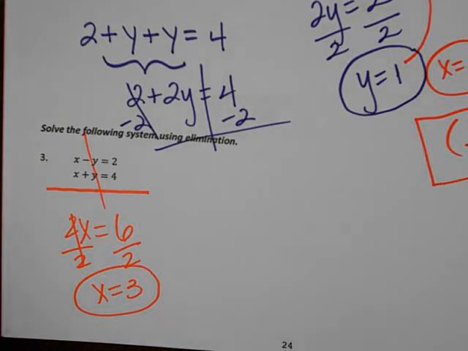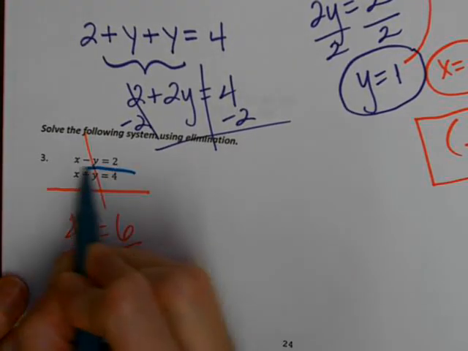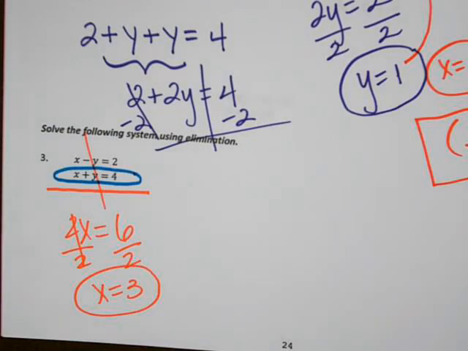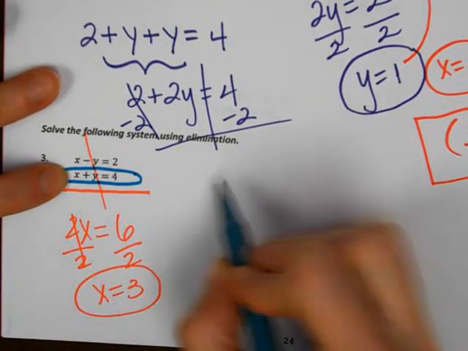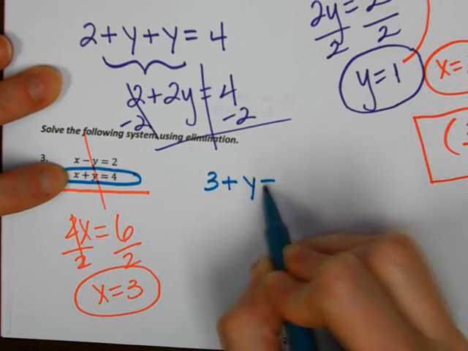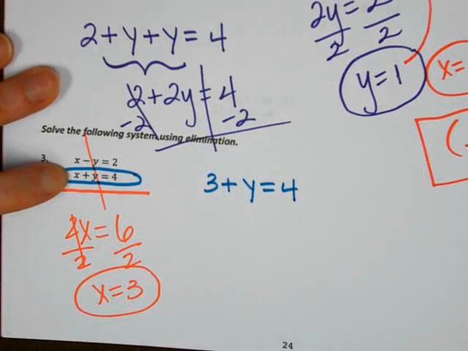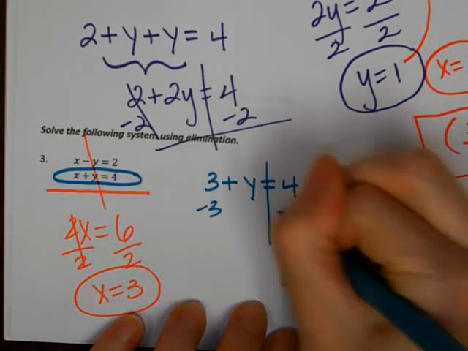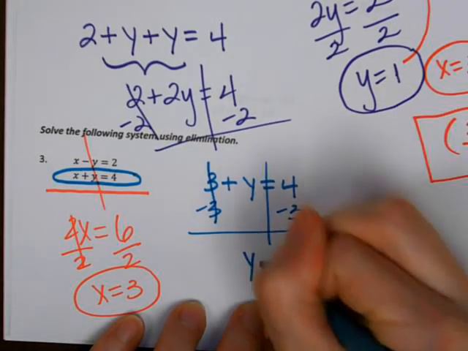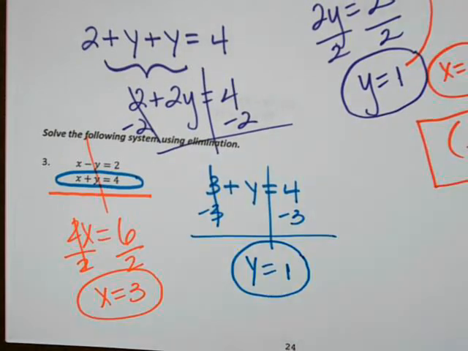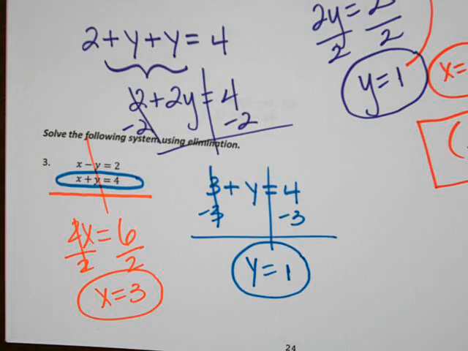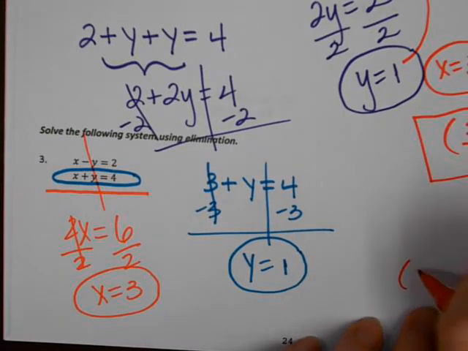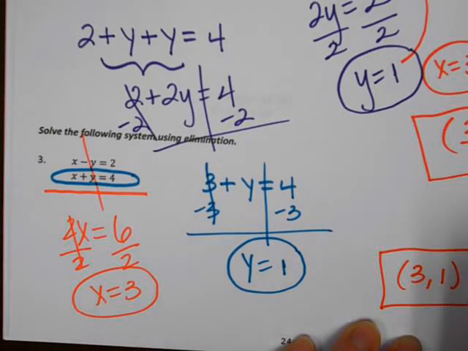And now we need to plug it back in to find y. And you guys can pick. I'm going to pick the second equation. All right, so we need to plug in 3 for x in x plus y equals 4. And then now we just have to solve for y. So minus 3, y is going to be 1. Okay, so as an ordered pair, the final answer is 3, 1, just like we knew it would be.